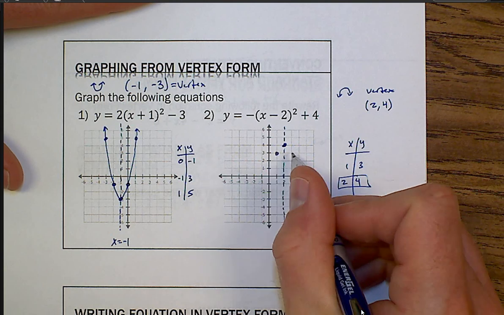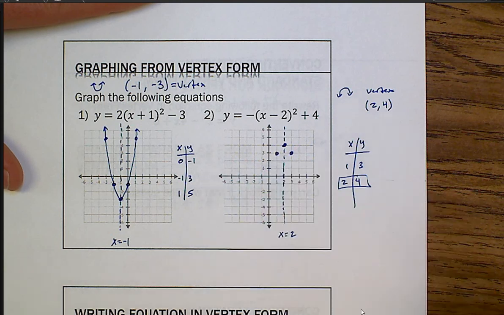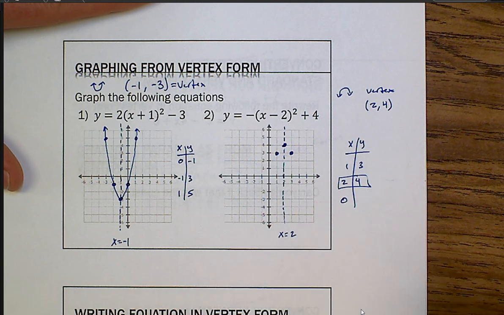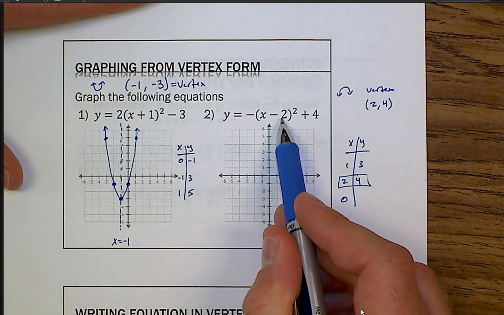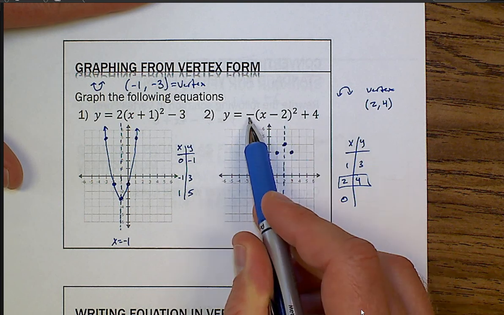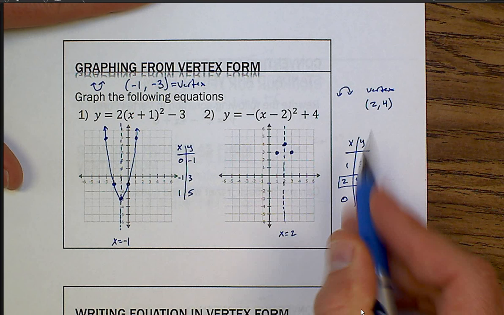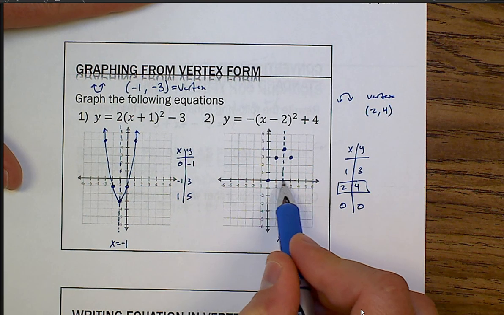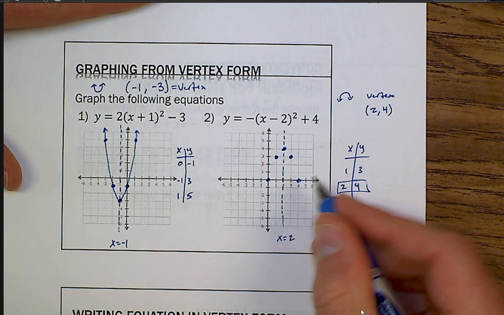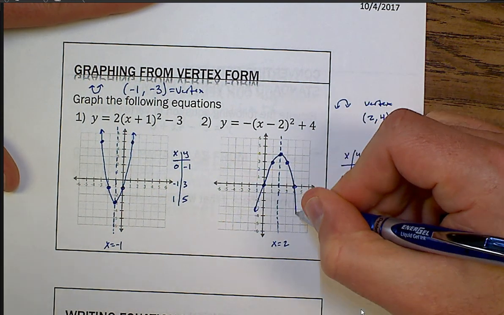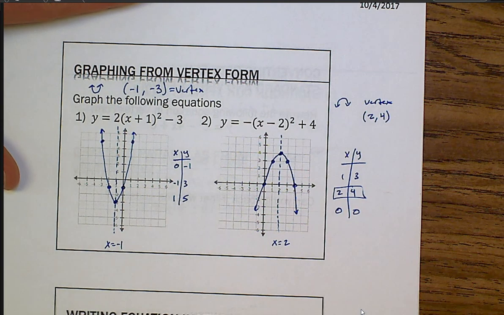And then symmetry puts my other point there, and I'll pick one more point. I'll go 2 units to the left, which would put me at 0. If I plug in a 0, 0 minus 2 is -2. -2 squared is +4, but then the negative out front makes it -4 plus 4, which is 0. So I actually get 0, 0. So 2 units, 1, 2. Then I go 2 units, 1, 2. And here is my parabola for this problem. Okay? Very good. All right.